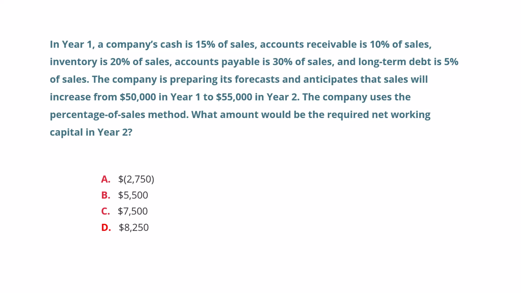So in this case, your year two sales is 55,000. 15% of 55,000 is 8,250. So the correct answer here is D.